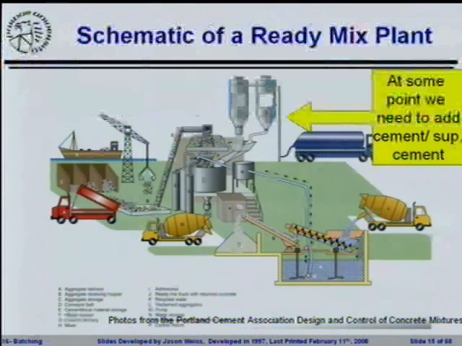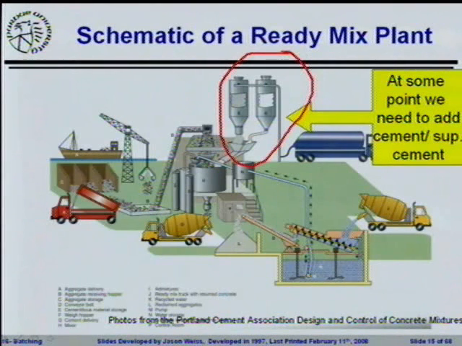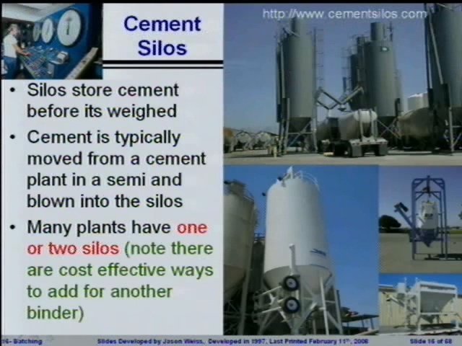Okay. The next thing that we're going to see in the schematic of the old ready-mix plant here is we are going to have silos, and those silos are typically going to be the binder materials. They're going to be our cement and our supplemental cement. So again, we've got the silos here. You can see some pictures of some nice silos.